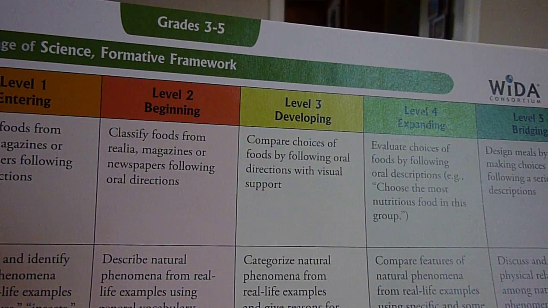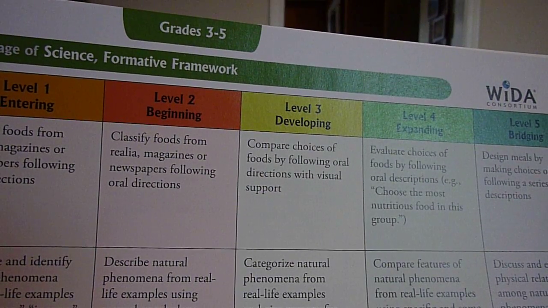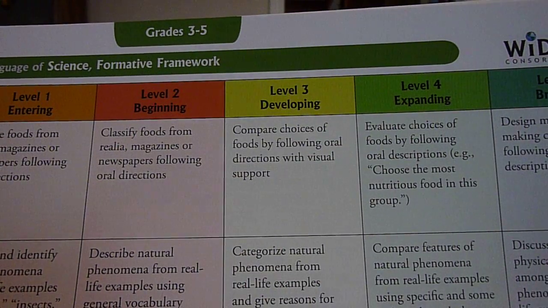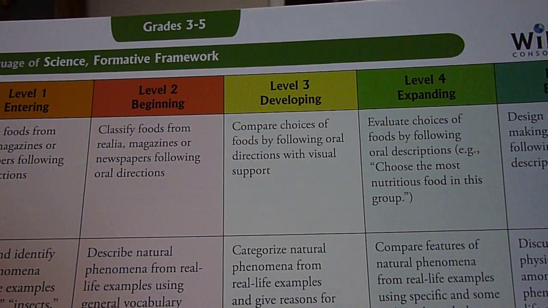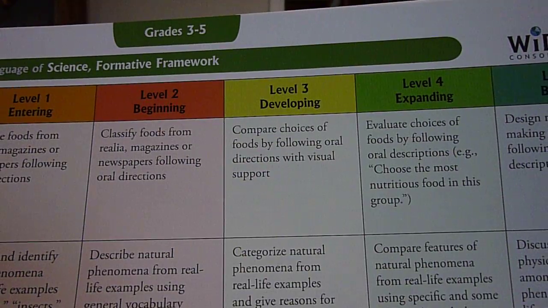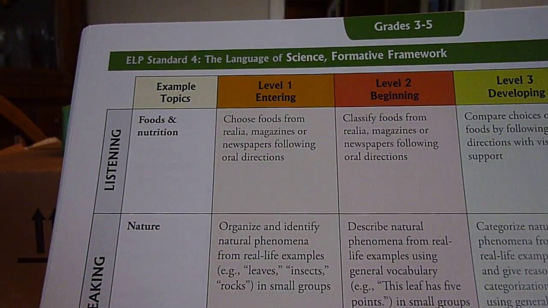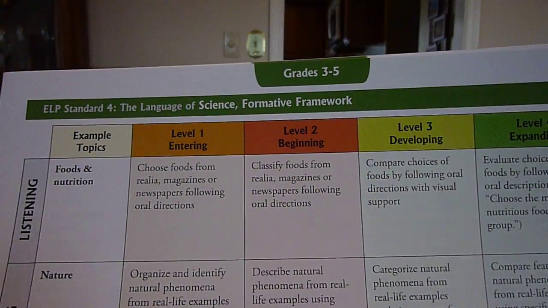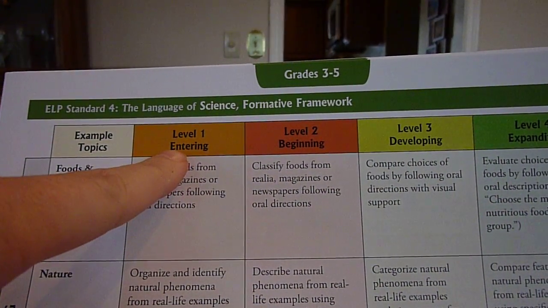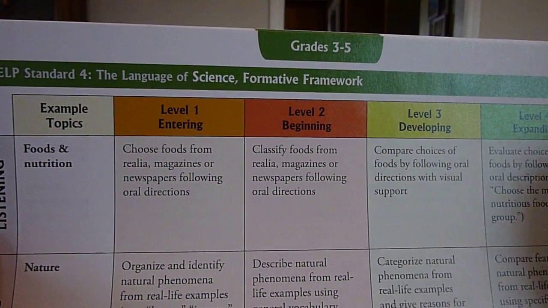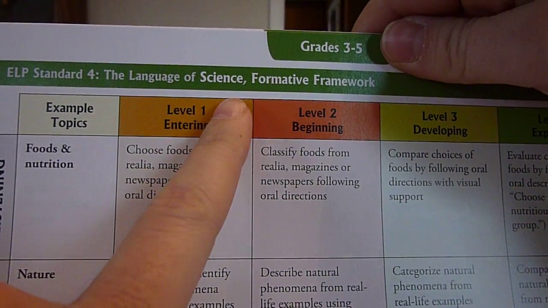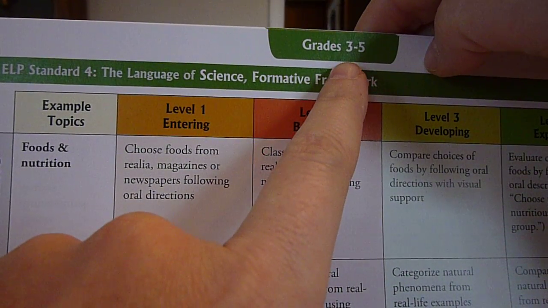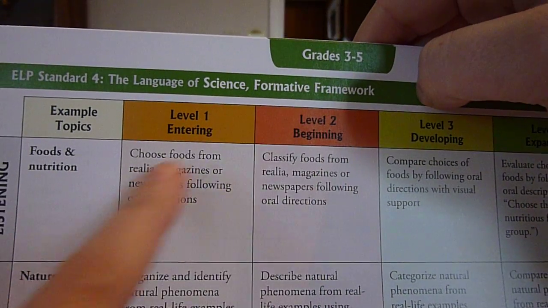And again, the way we find this out is through the ACCESS test that the kids take every year. And the kids are assigned a point or a level, depending on how well they did, in all 4 domains on their ACCESS test. So let's say you have a language learner at the level 1, the entering level. And here we're talking about the language of science in a formative framework. And let's say that the child is in 4th grade. So a 4th grade level 1 child.